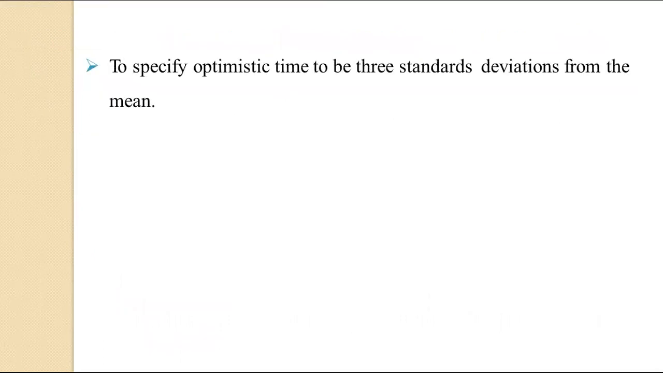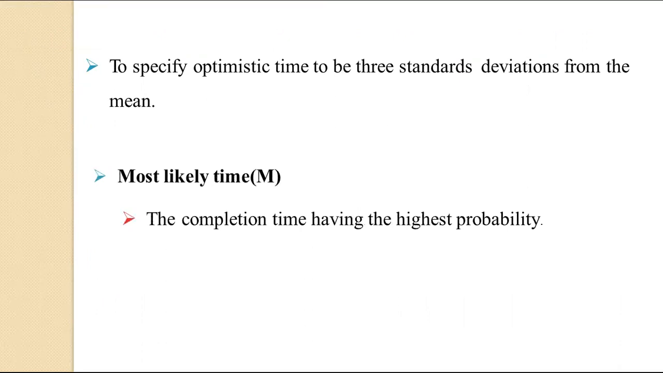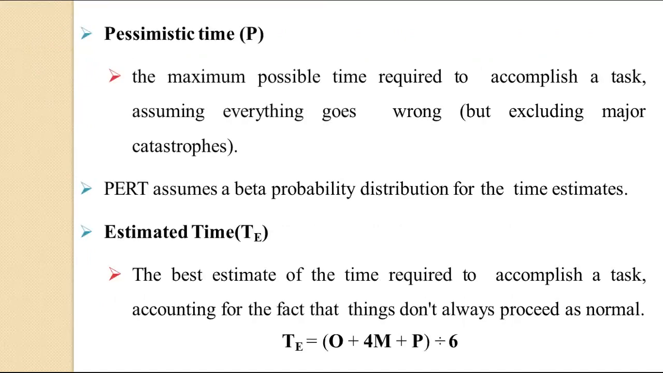So to specify the optimistic time, they are standard deviations from the mean. And then we need to find the most likely time M. So this is nothing but the completion time having the highest probability. Then we need to find the pessimistic time P. So this is nothing but the maximum possible time which is required to accomplish a task, assuming everything goes wrong, but excluding the major catastrophes.